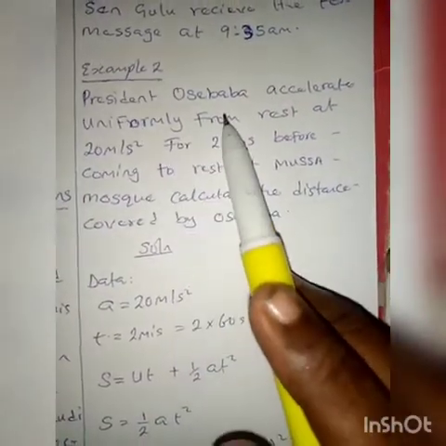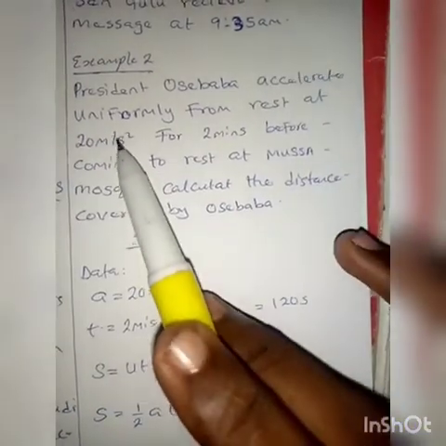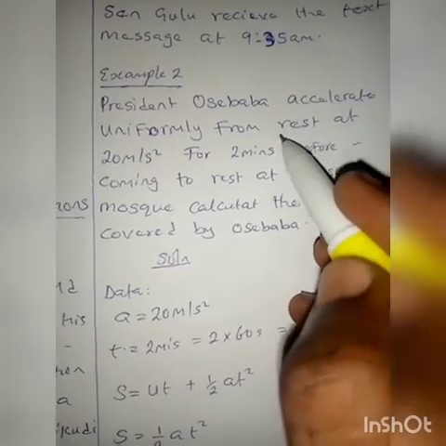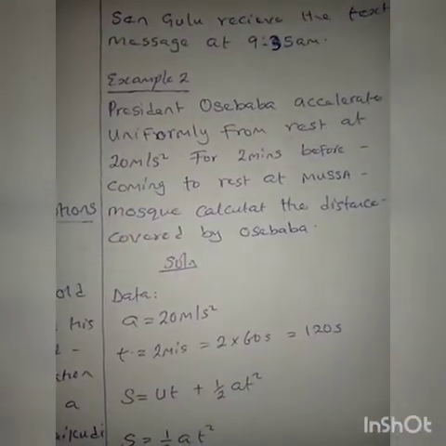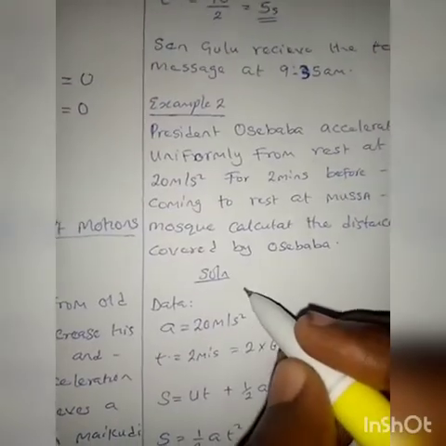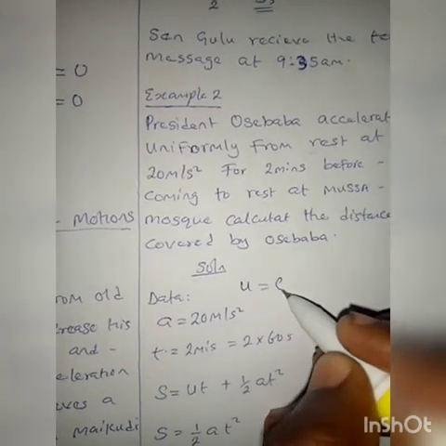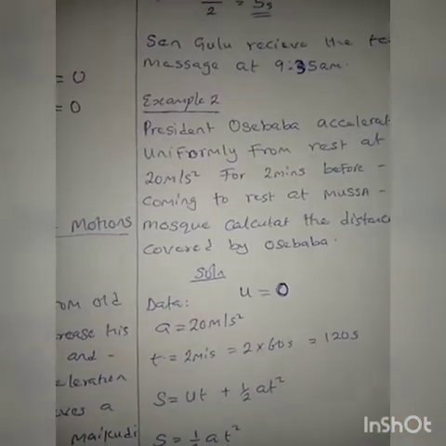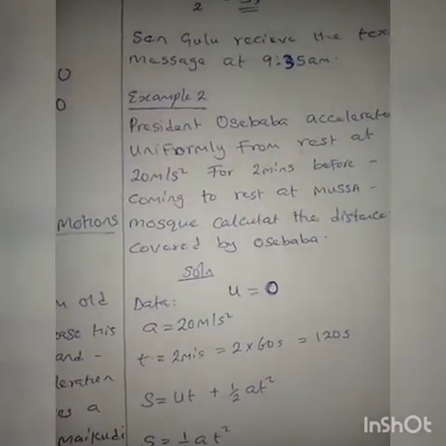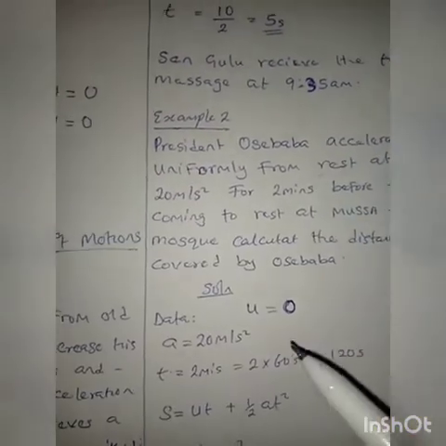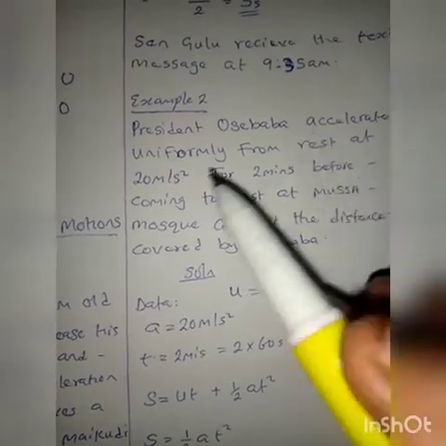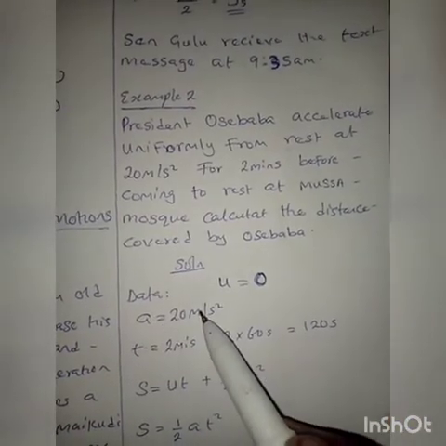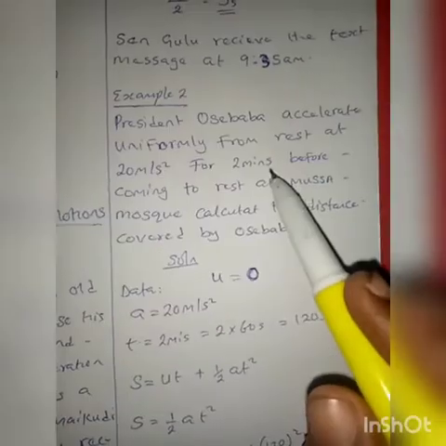Now, example 2 says President Osebaba accelerates uniformly from rest. What does that phrase, from rest, show? u is equal to 0. From rest, u is equal to 0. If it comes to rest, v is equal to 0. So since they say from rest, automatically u is 0. So now, at 20 meters per second square, our acceleration is 20 meters per second square for 2 minutes.